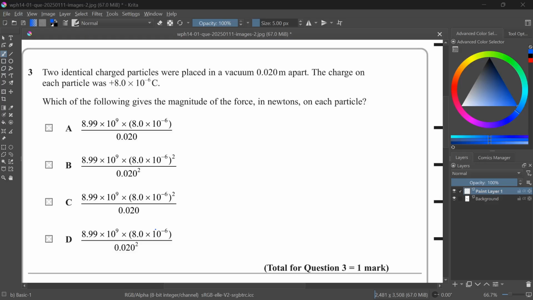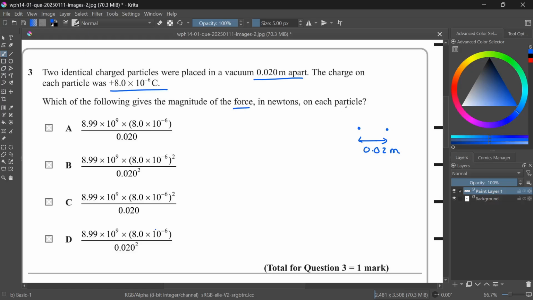Now, first of all, we will identify what values we have been given. Okay, we will mark it down. So we have been given two identical charged particles with charge positive 8 times 10 raised to power minus 6 coulombs. And then we have been given the distance they are placed apart. Basically these are the two charged particles in a vacuum placed apart by 0.02 meters. Now we need to find the force value on each of the particles.